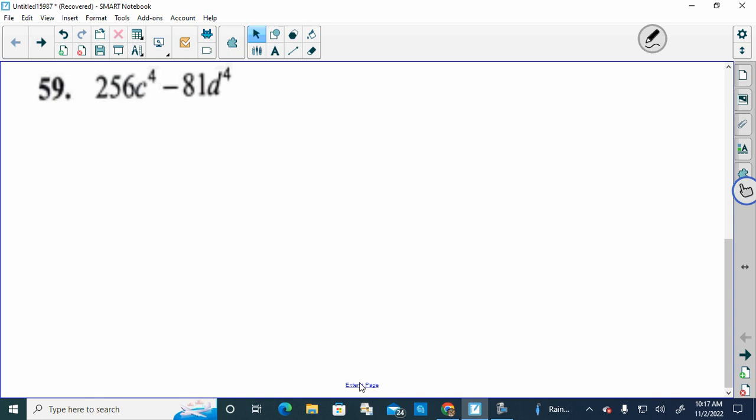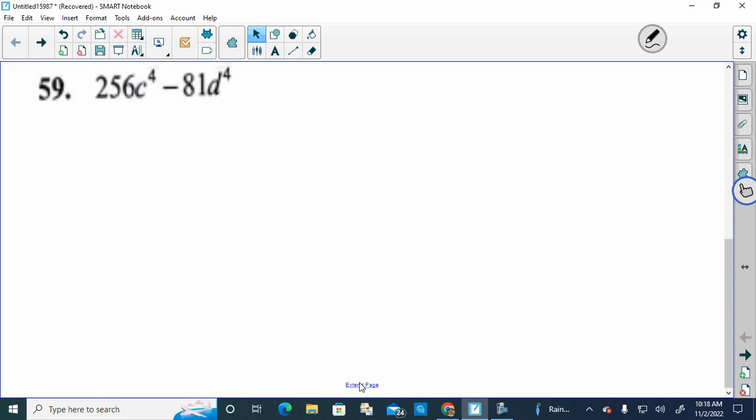Okay, so on your calculators, this is a binomial. So in order to factor a binomial, the first term has to be a perfect square, the second term has to be a perfect square, and the sign in the middle has to be a negative. So if all three things are true, you can factor them. And 256 is a perfect square, 81 is a perfect square, and then we can split 4 evenly, 2 and 2.